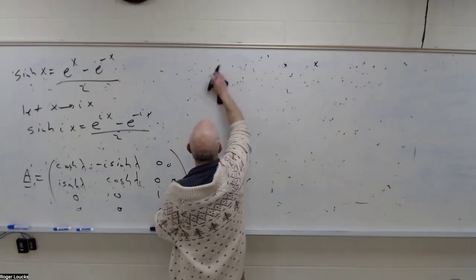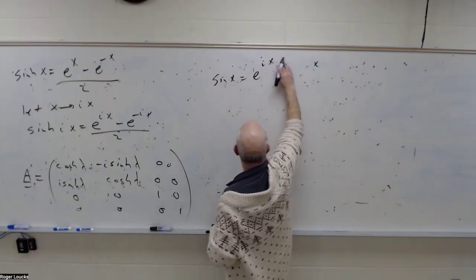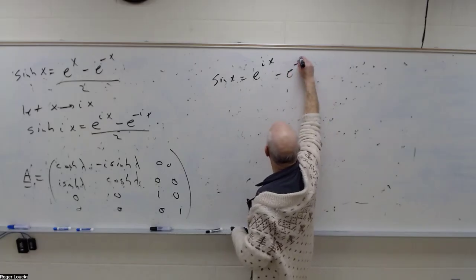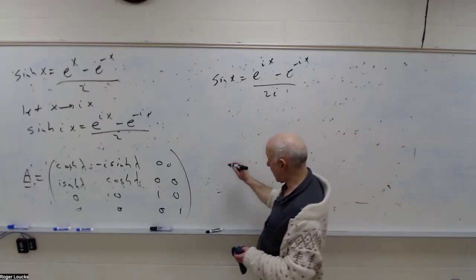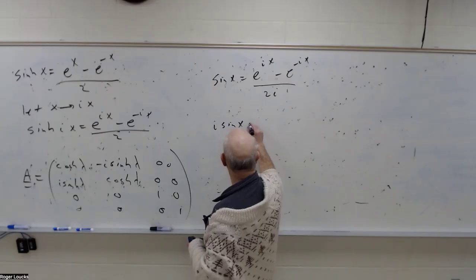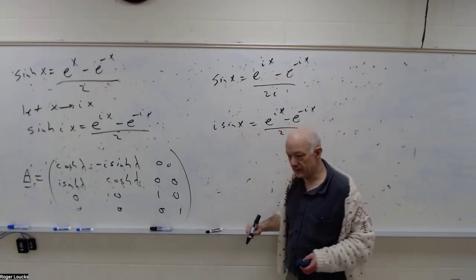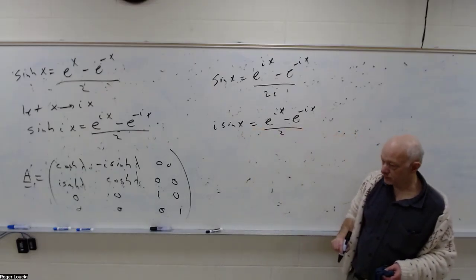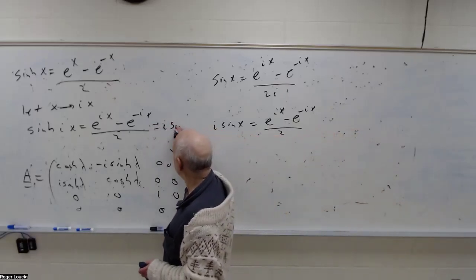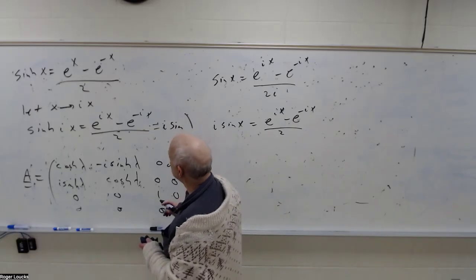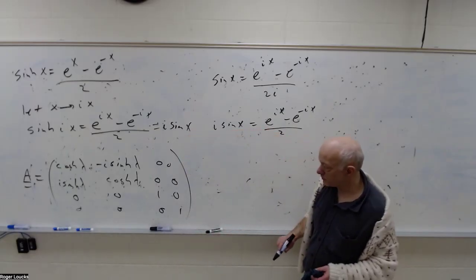So our sine, if we just multiply by i, so this is going to be i times the sine of x. Okay.